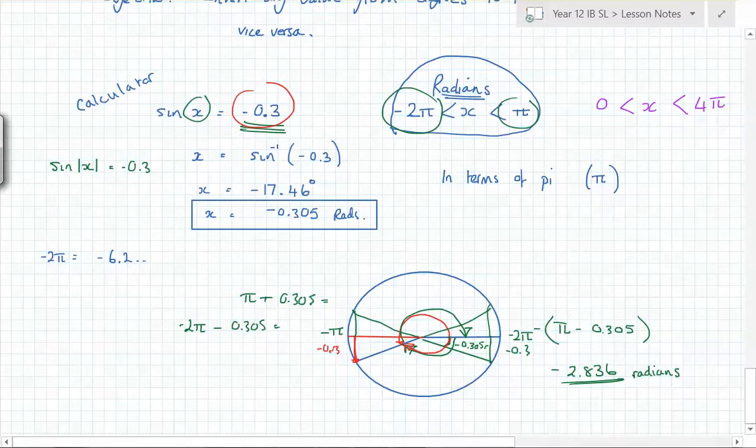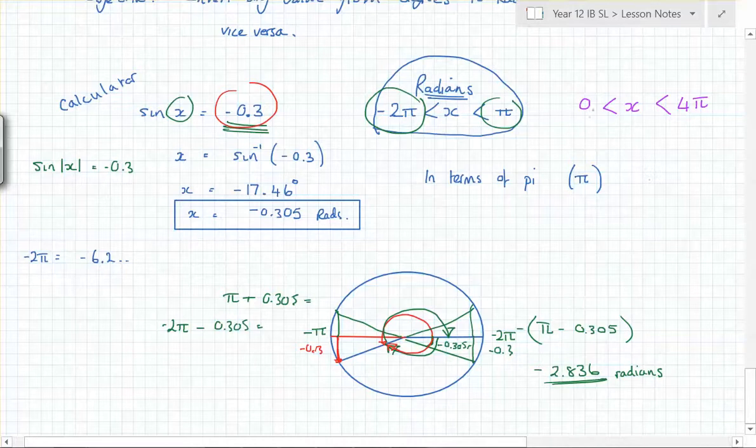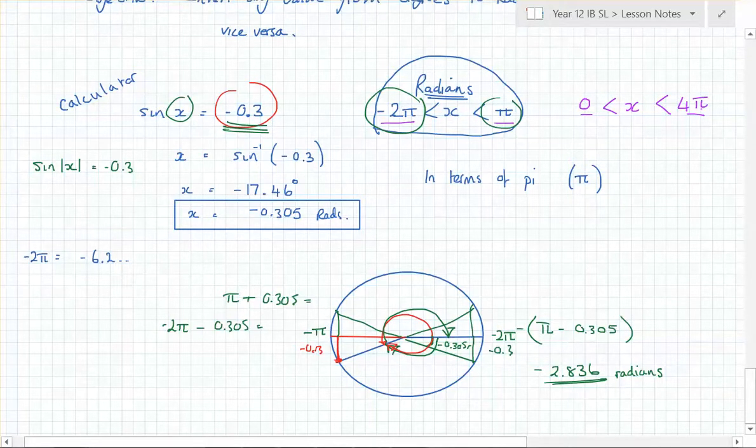So everything else still applies, but what if I were to change the domain from minus 2 pi to 0 to 4 pi? 4 pi is double then, is it? Yes. So that means it's like going round the circle twice.